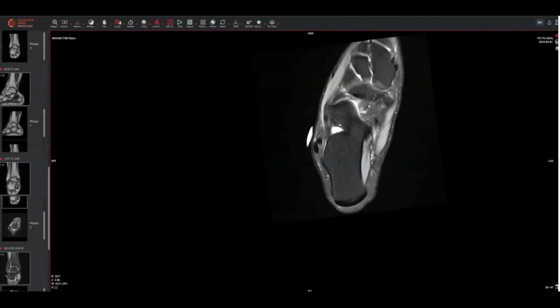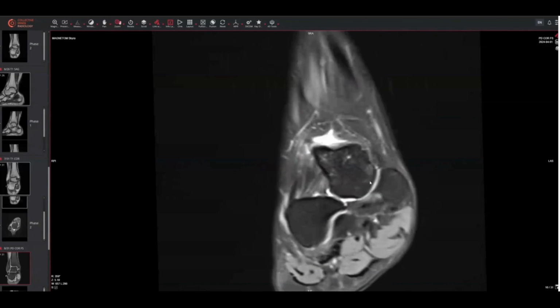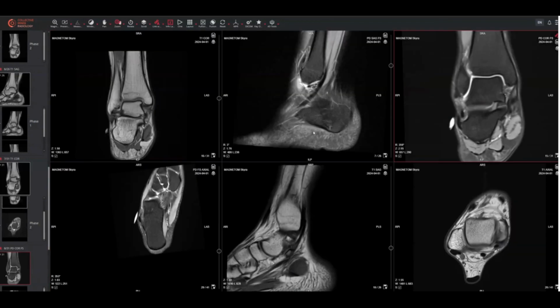We can see them partially in this location, but we can also appreciate them on the coronal images as splayed with the synovitis seen in this location with this faceted nature. Now let's move to the ropes.